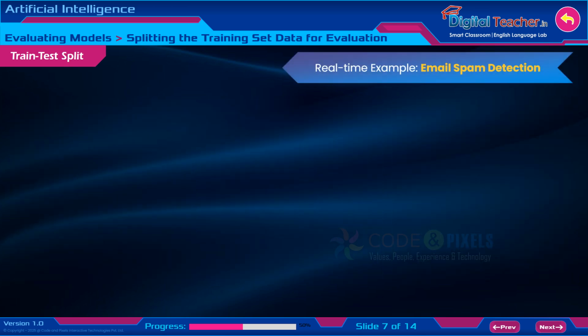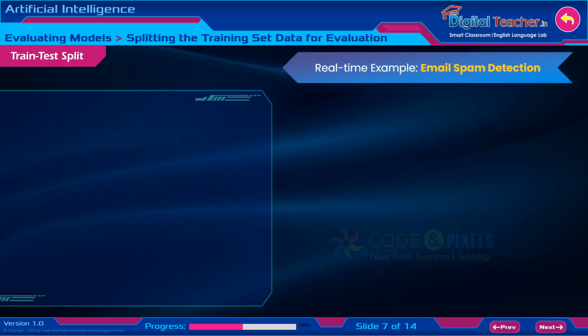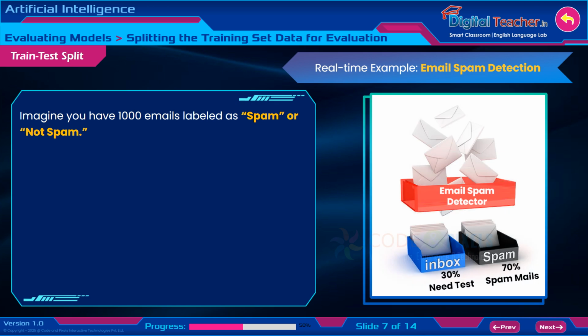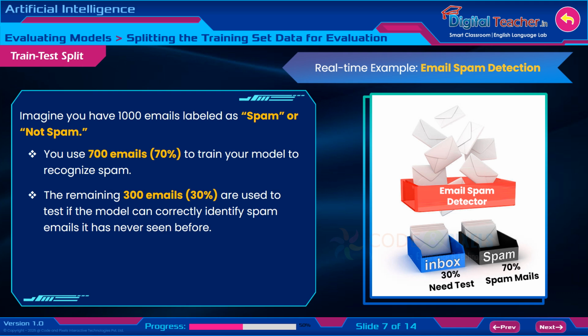Real-time example, email spam detection. Imagine you have 1000 emails labeled as spam or not spam. You use 700 emails to train your model to recognize spam. The remaining 300 emails are used to test if the model can correctly identify spam emails it has never seen before. This way, you check if your spam detector works well on new emails.